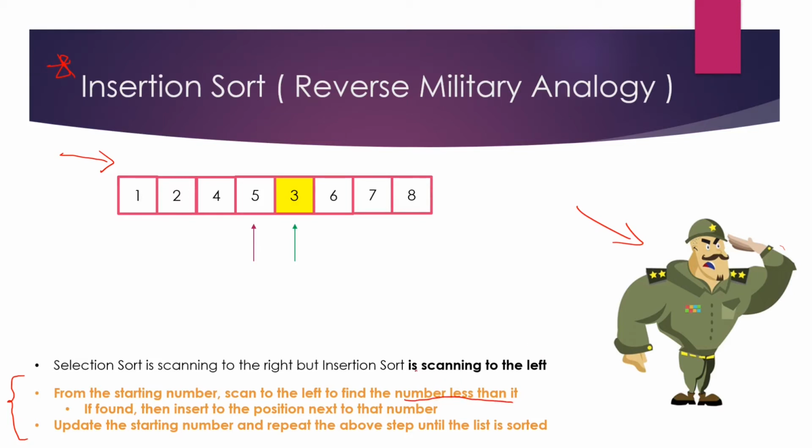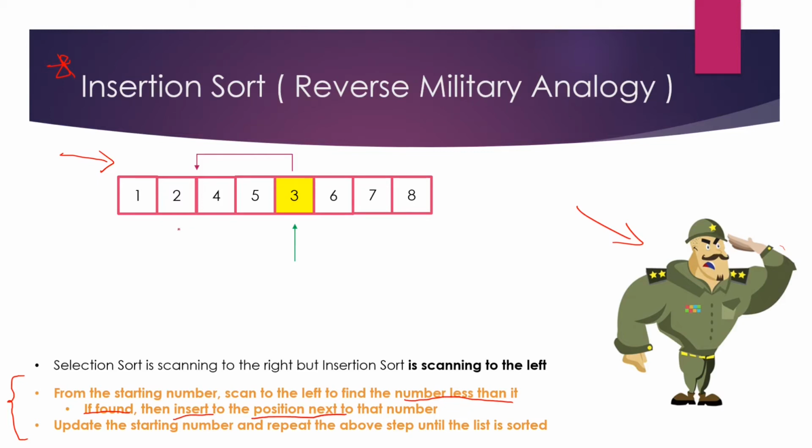So 5, are you less than 3? No. Are you less than 3, number 4? No. So 2, are you less than 3? And yes. So let's go back to the algorithm. If you found the number less than it, you're gonna insert your starting number into the position next to the number that's less than it. So you're gonna insert number 3 between number 2 and 4.